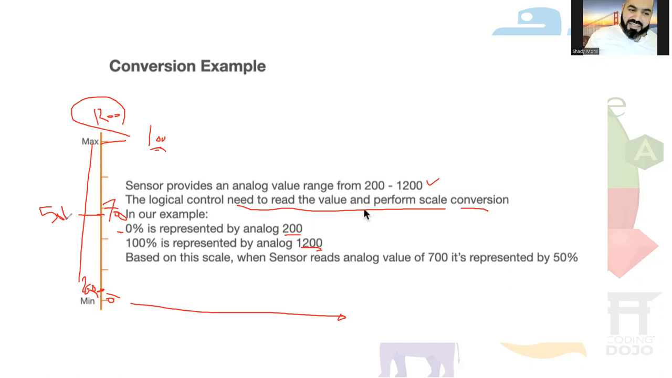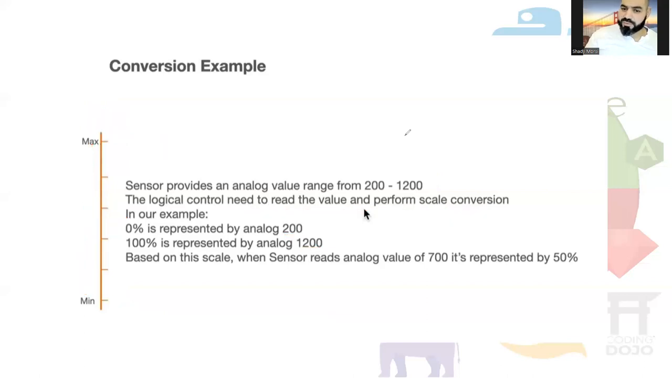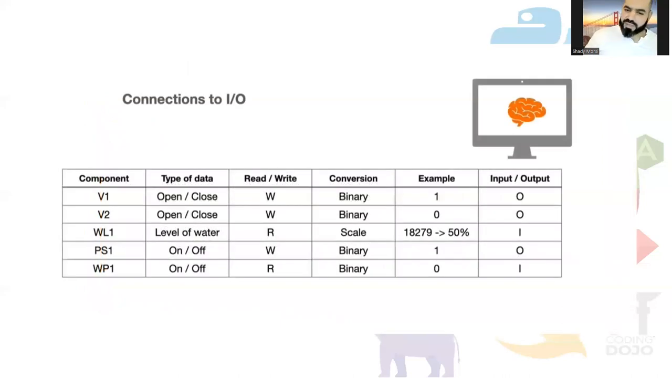So now I can tell my computer, I have a signal coming from you. It's either going to be zero, which is represented by 200, or max, which is 1,200, or 50%. Okay, guys, this is the scale that I will create. So far so good. It's just a discrete scale, so it will be easy to communicate these readings to my computer. Okay, so let's move on and see how we can write this.